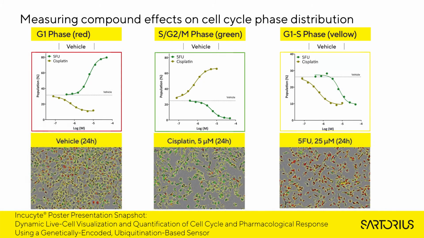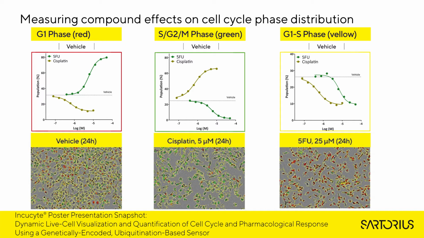Using the HT1080 fibrosarcoma cell cycle distribution data, concentration response curves are shown for populations in G1, SG2M, or the G1S overlap. The concentration response curves for cisplatin at 24 hours post-treatment show a decrease in the G1 phase and an increase in the SG2M phase. 5-fluorouracil treatment is opposite, as there was an increase in cells in G1 and a decrease in the SG2M phase of the cell cycle.